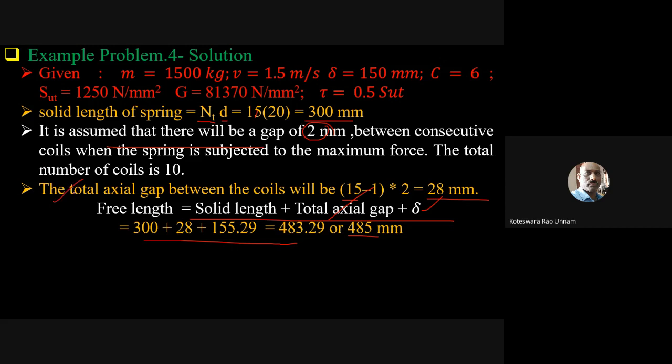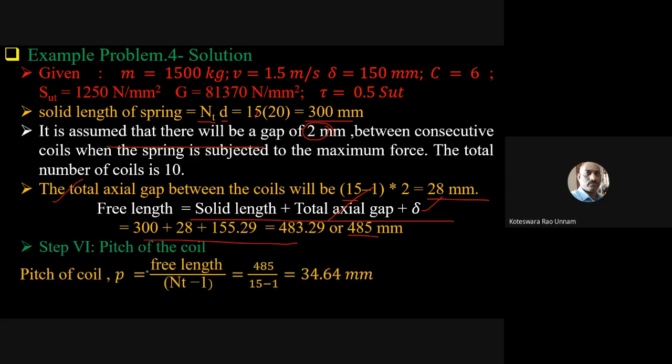Once you have got the free length, then the pitch of the coil is nothing but free length divided by number of coils minus 1. So pitch is given by free length divided by total number of coils minus 1. So 485 divided by 15 minus 1, which comes out as 34.64.